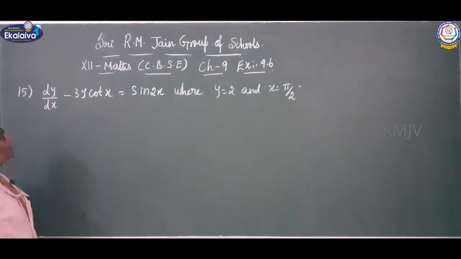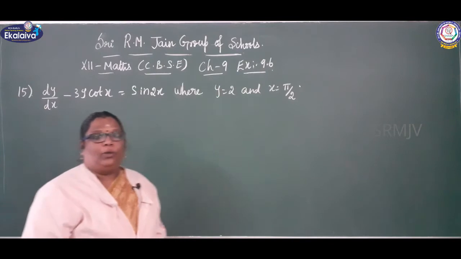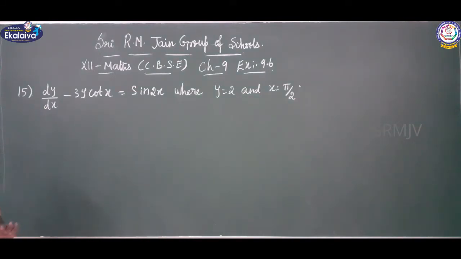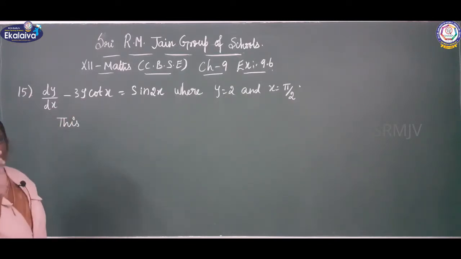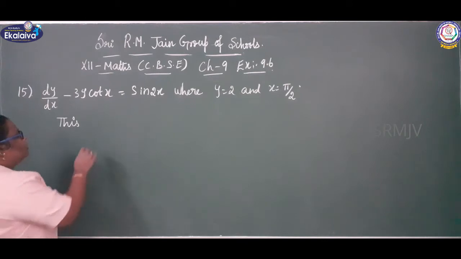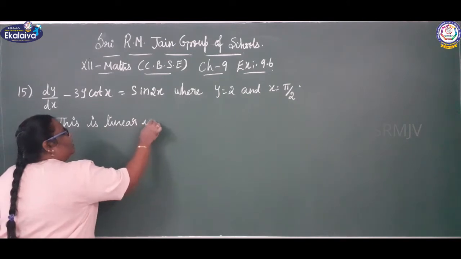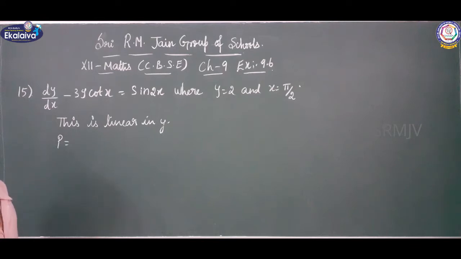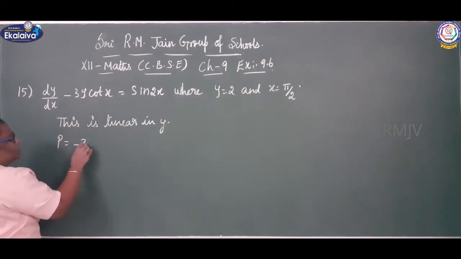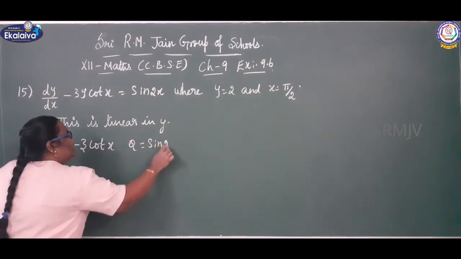See the 15th sum, dy by dx minus 3y cot x equal to sin 2x, where y equal to 2 and x equal to pi by 2. The given equation is linear in y because it is in the form of dy by dx plus py equal to q. So what is the value of p? P is nothing but the coefficient of y, minus 3 cot x, and q equal to sin 2x.